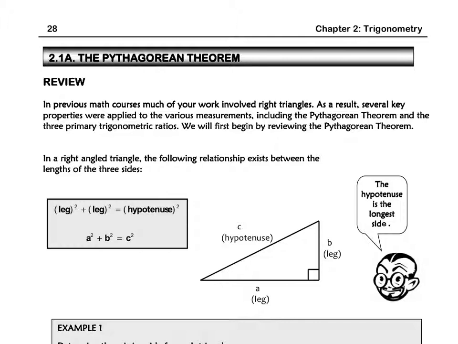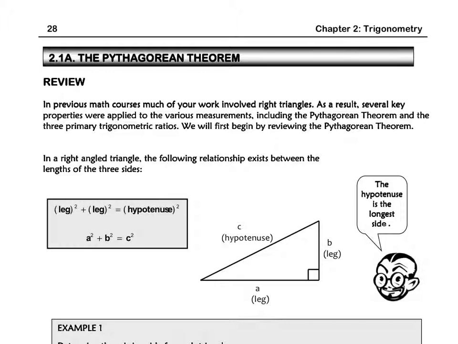And basically the Pythagorean theorem says that the leg squared plus the other leg squared equals the hypotenuse squared in every right triangle. The legs being the sides that form the right angle, the hypotenuse being the side which is across from the right angle. And it's always the longest side in a right triangle.